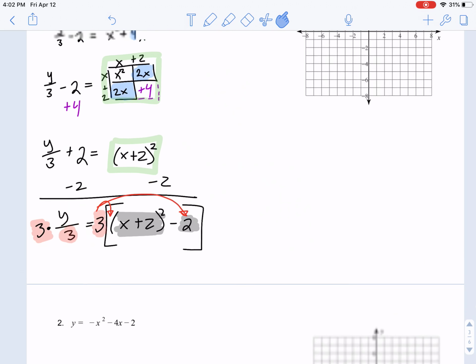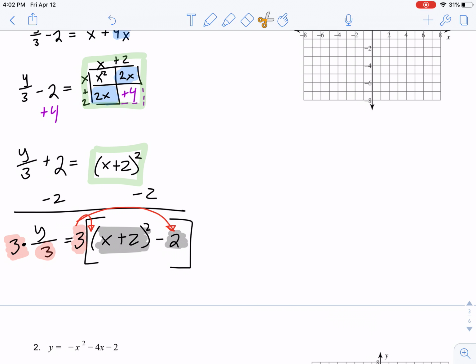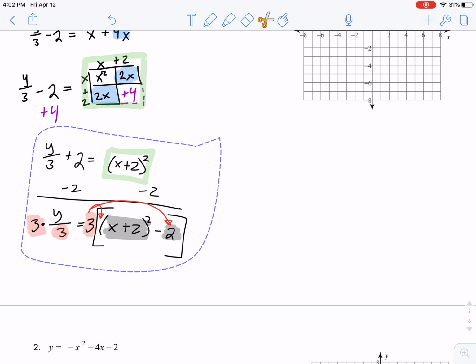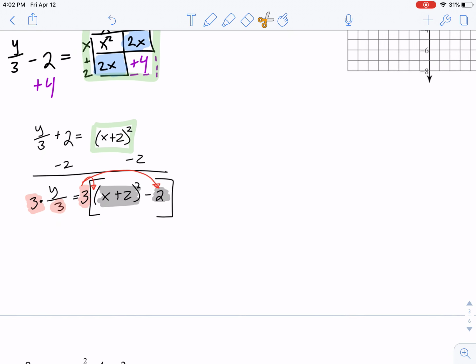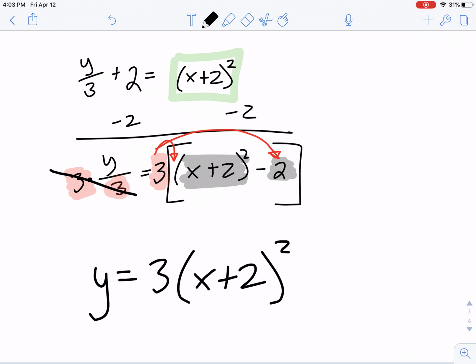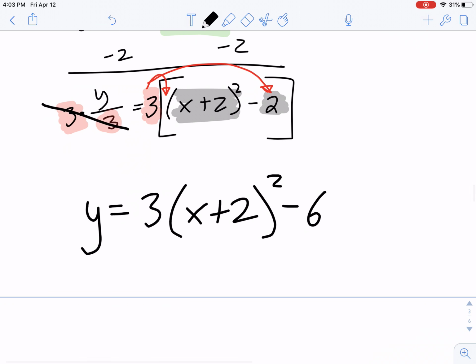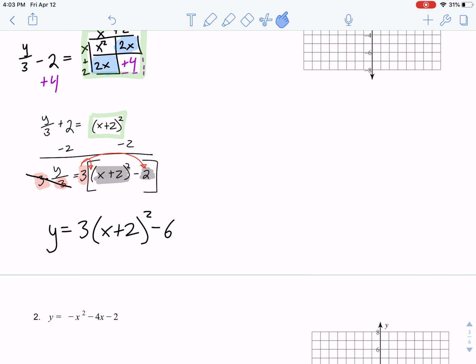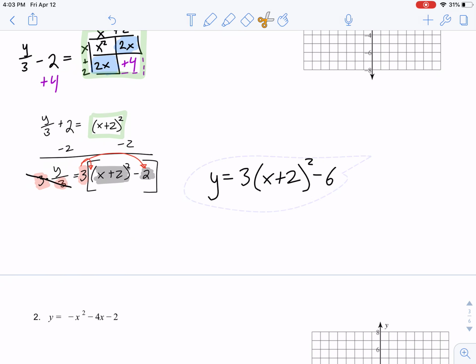And I'm writing really big, so I guess I should shrink this down a little bit. And so those 3's cancel. I have y on that side. And on this side I have 3 times x plus 2 squared minus 6. I'm actually going to move that over here.